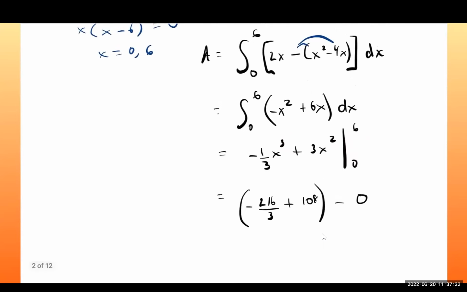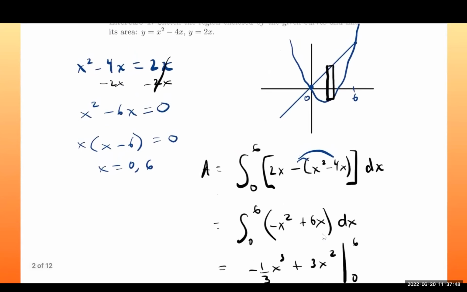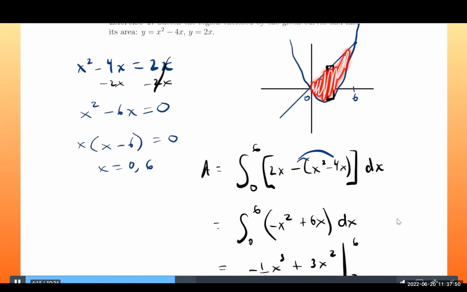Now we just need a common denominator to combine these two terms, which is 3. 216 divided by 3 can be simplified. That's actually going to be 72. Negative 72 plus 108 is going to be 36. And that is our final answer. So that is the area of the region that's bounded by those two curves.